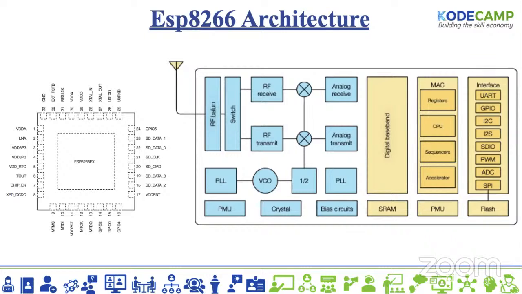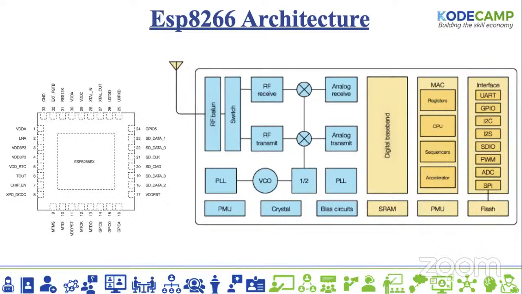For the certification of this particular device, it's the Wi-Fi Alliance. It has different protocols, the protocols I mentioned: 802.11b/g/n. The frequency range is from 2.4 to 2.5 gigahertz.